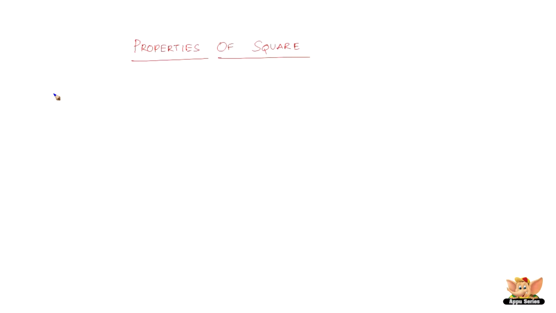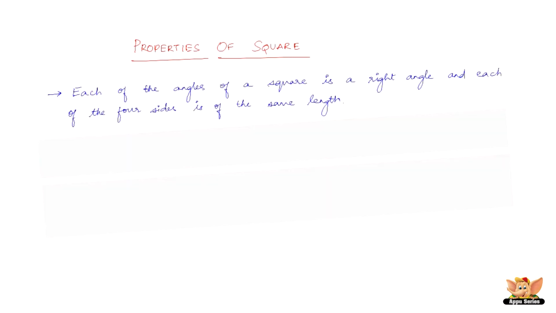So here in this video, let us look into some of the properties of a square. Now we all know what a square is. So let us look into the properties of the square. Each of the angles of a square is a right angle and each of the four sides is of the same length. So it's got four angles.